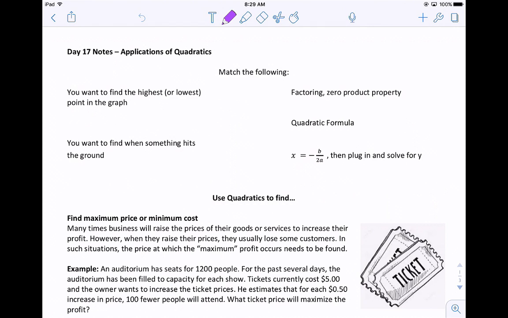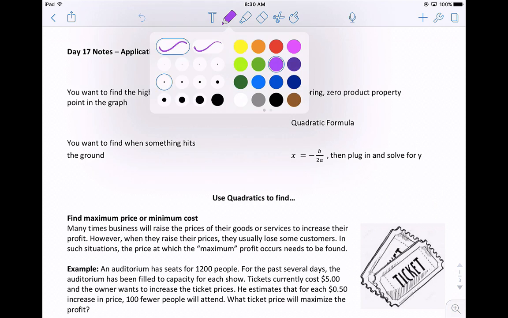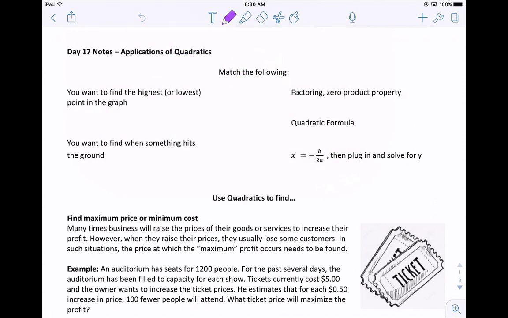So first part, can you match the following? You want to find the highest or lowest point of the graph. How do you do it? Well, the easiest way, besides graphing, is to find opposite b over 2a to find the x value, and then you can plug that into your function and solve for y.